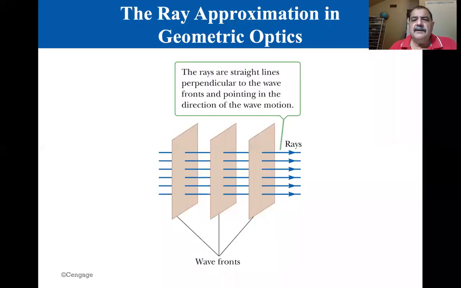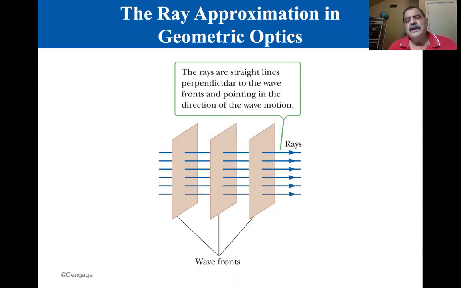The rays would be straight lines. You can imagine here, way off to my left is where this candle is, or we could just say the sun. It's nice and intense. So these light rays would be coming in parallel, and these beige plates would be like the wave fronts. Let's read the green box. The rays are straight lines perpendicular to the wave fronts and pointing in the direction of the wave motion.